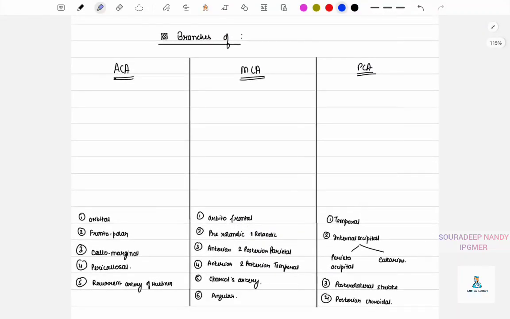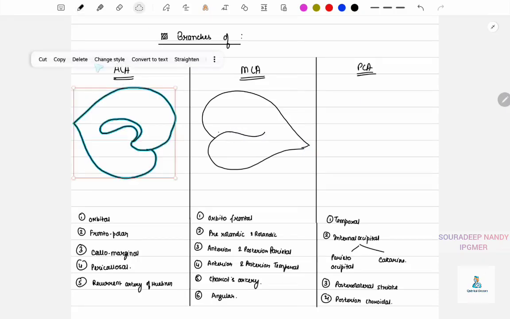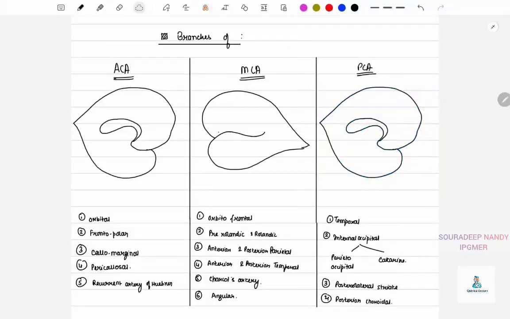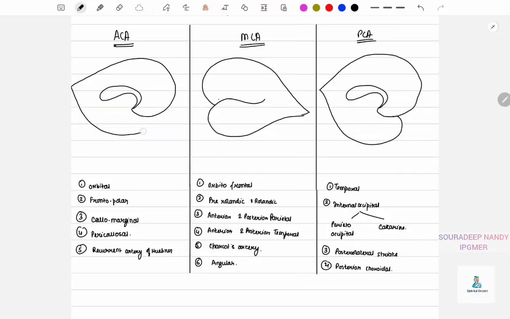Now let us see what are the branches of anterior cerebral, middle cerebral and posterior cerebral artery. For this we will draw some diagrams. So here I am drawing the corpus callosum, and the brain. For the middle cerebral artery, we will draw the superolateral surface. For the posterior cerebral artery, we will again take the medial surface. So this is the medial surface which we are viewing, and this is the superolateral surface of the brain.